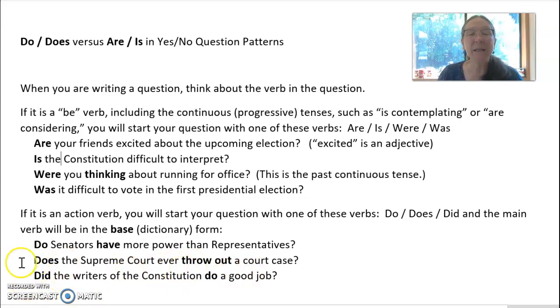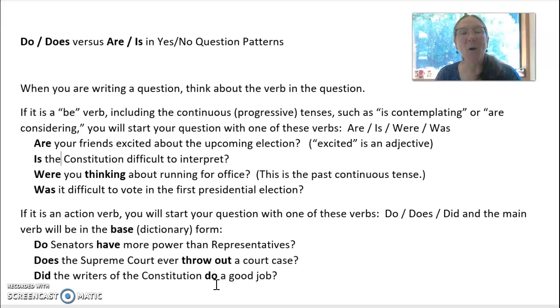And finally, did the writers of the Constitution do a good job? You're asking, did they do a good job? Do is the base form. It may seem a little strange to have did and do in the same question, but it's actually grammatically correct.